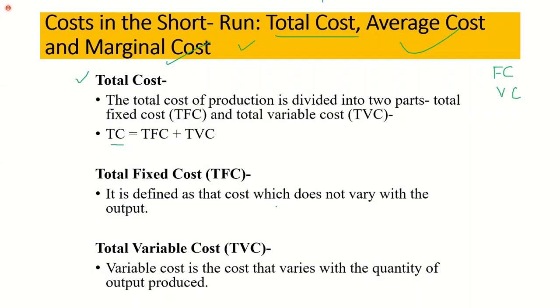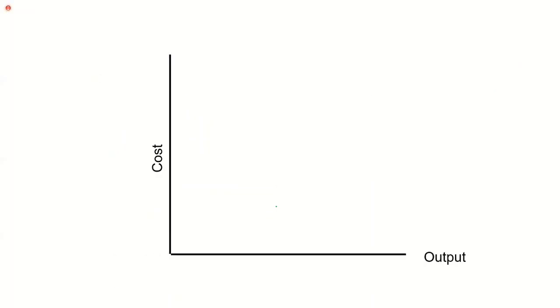So how would this look if you draw a generic or typical cost function? On the x-axis you find output, and cost will vary with the amount of output you produce.